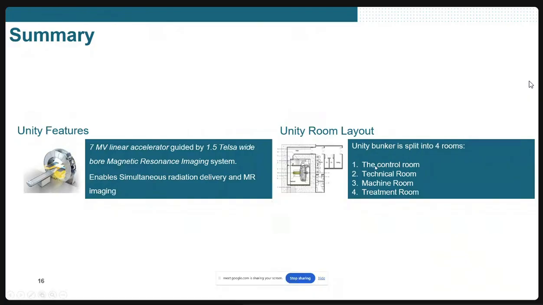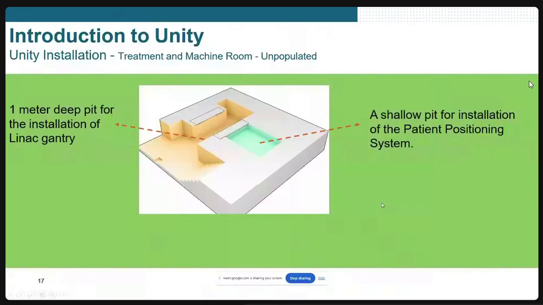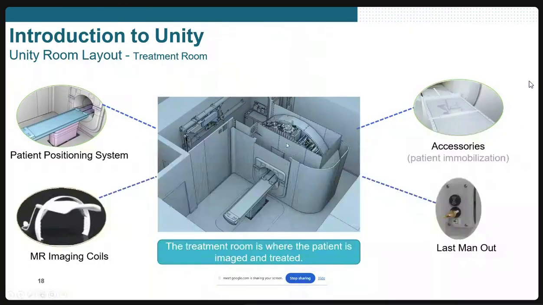And if you look at the layout, I have already told you the room layout has a control room, technical room, machine room, and treatment room. We have already seen that it has a water meter. It's a big 1 meter pit through which the LINAC goes down and delivers the dose, whereas this is the pit for the couch, and the MRI stands on this small square here. So two legs here and two legs here. I'll show you how it does that actually. So this is a typical layout, a schematic picture of the Unity LINAC.